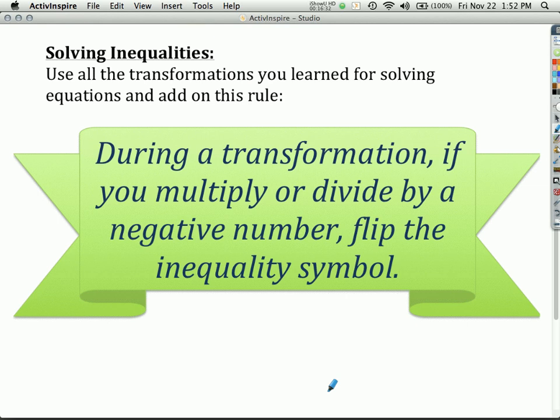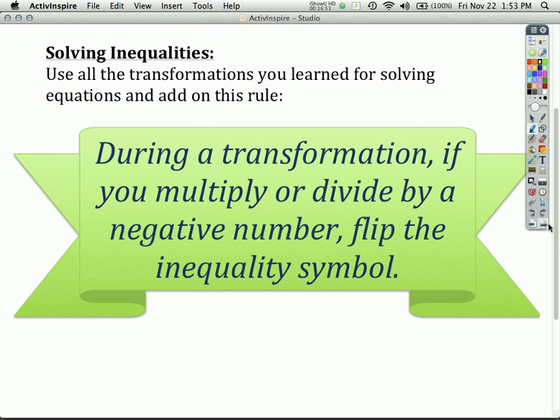Does anyone have any questions so far about this new detail that we have to pay attention to with inequalities? Anything, any terminology? Okay, if you're missing anything from this part of the notes, then you just ask me. I have a printed copy. Excuse me, I can give it to you during classwork time.